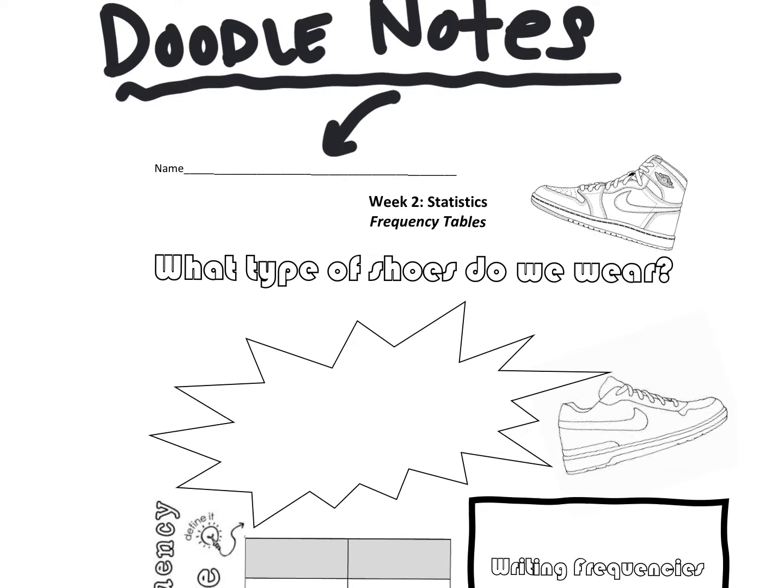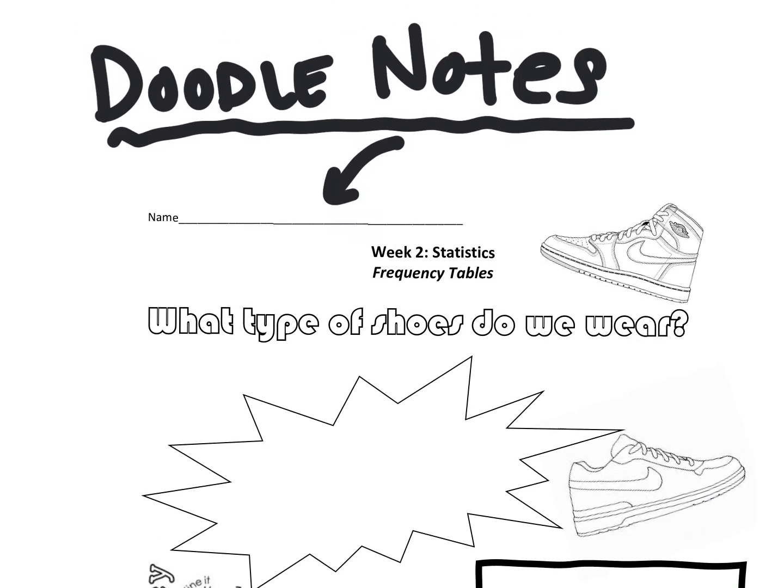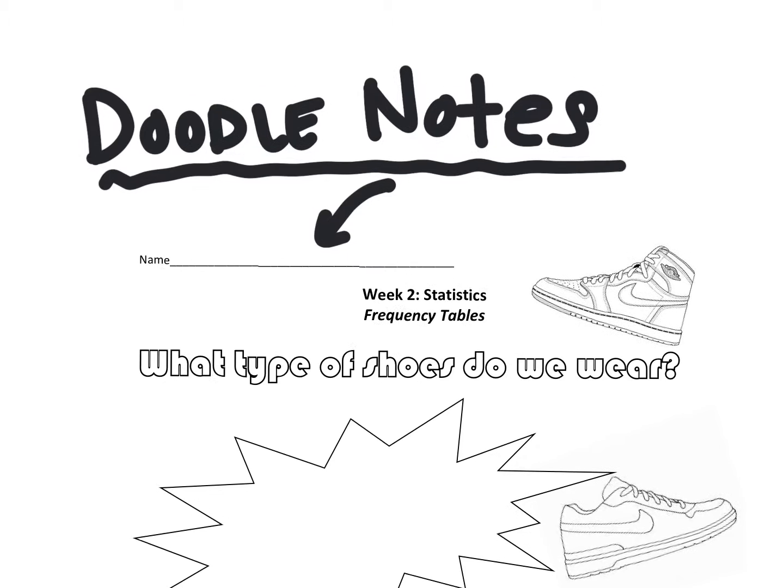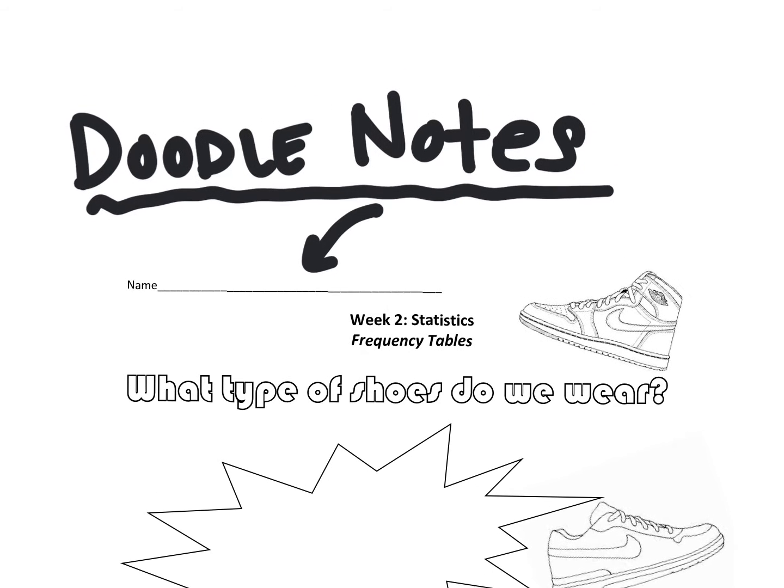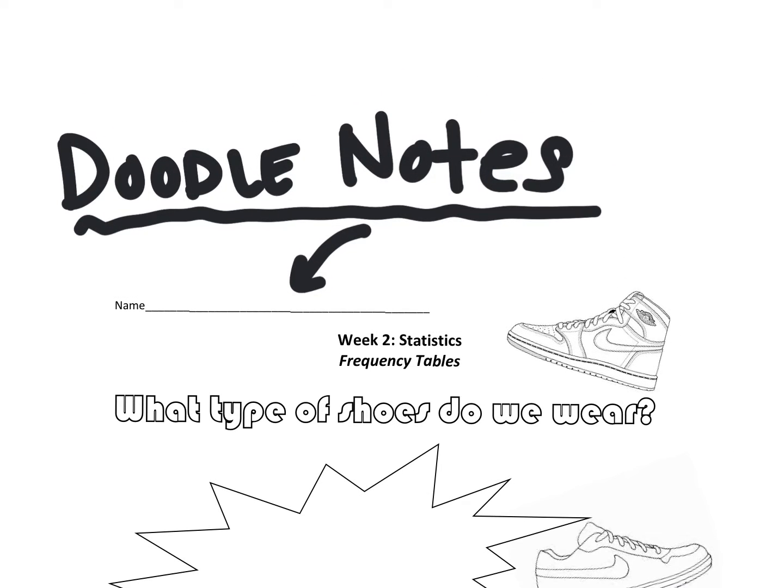And we're going to be talking about what types of shoes we wear. So what I want you guys to do is take a few minutes. You should have some type of pens or colored pencils, and I want you to go ahead and color in this Air Jordan right here. So take a few minutes to do that. The teacher will pause the video and then we will continue on.